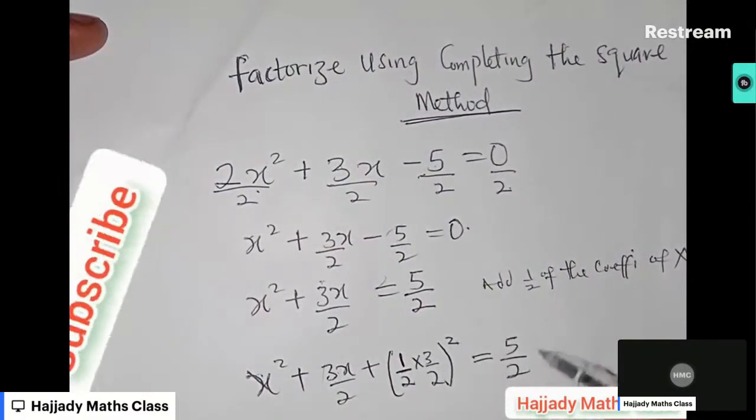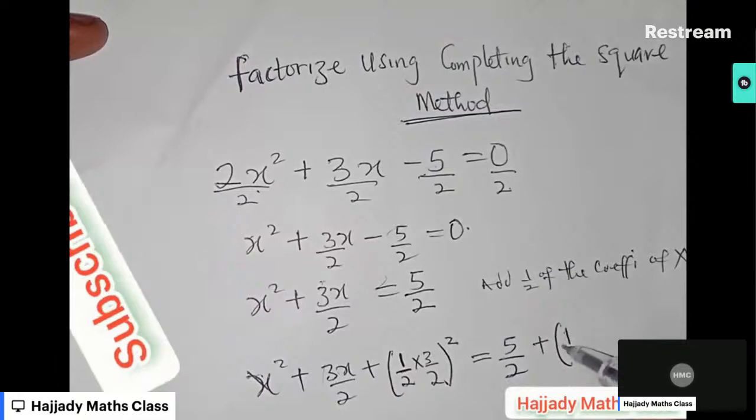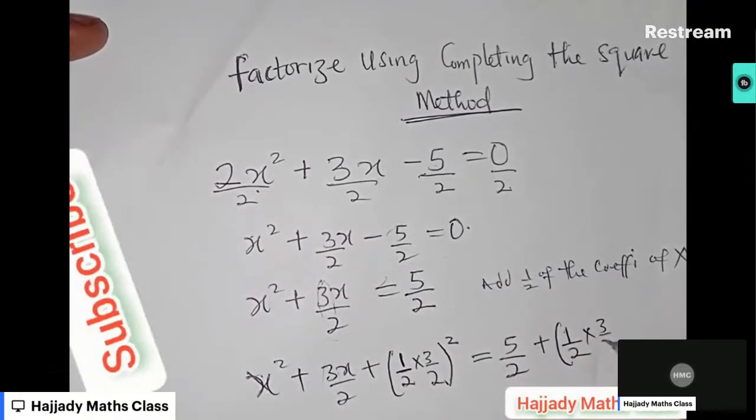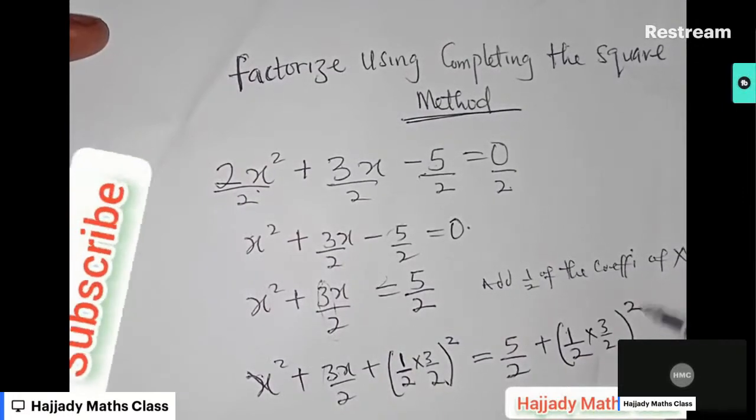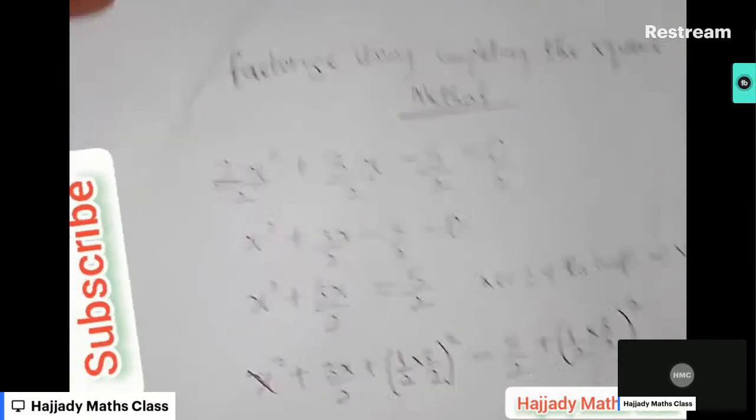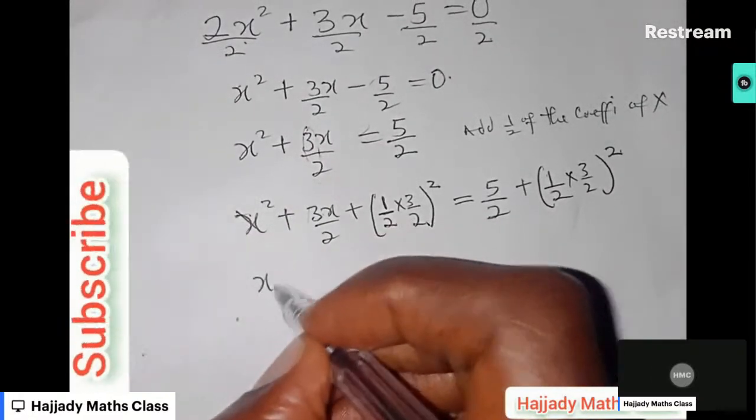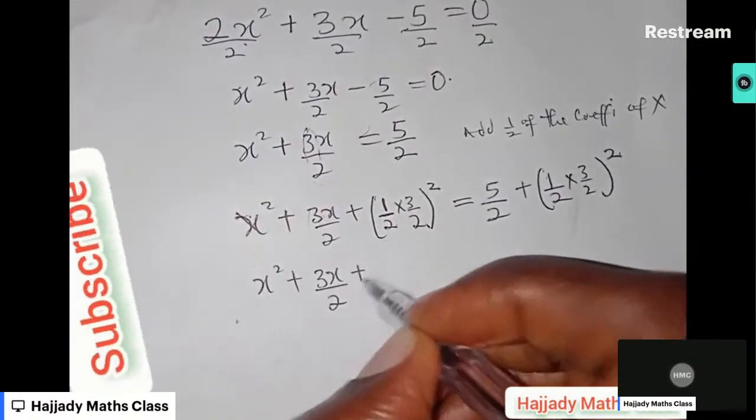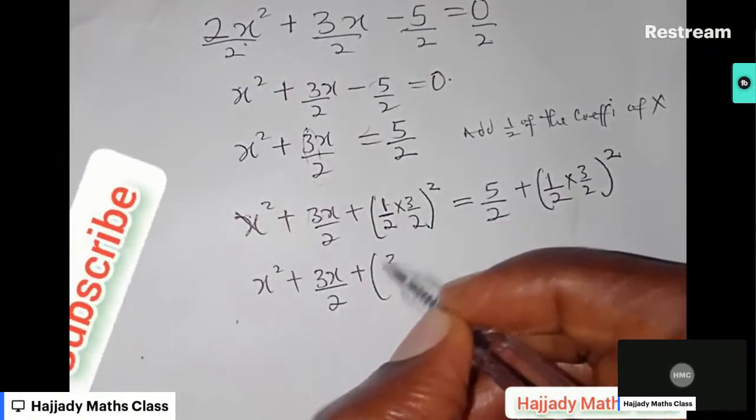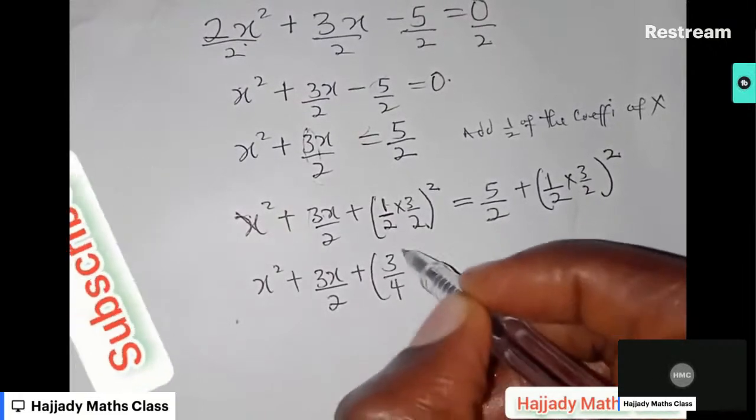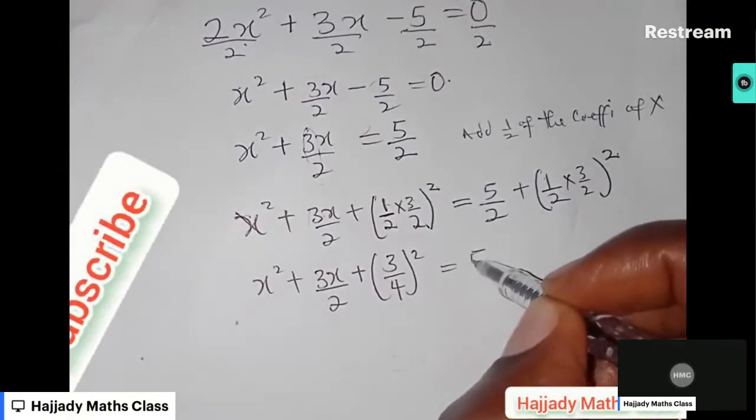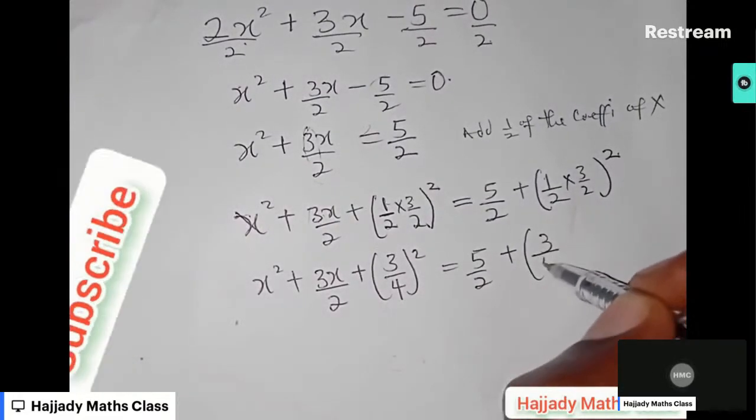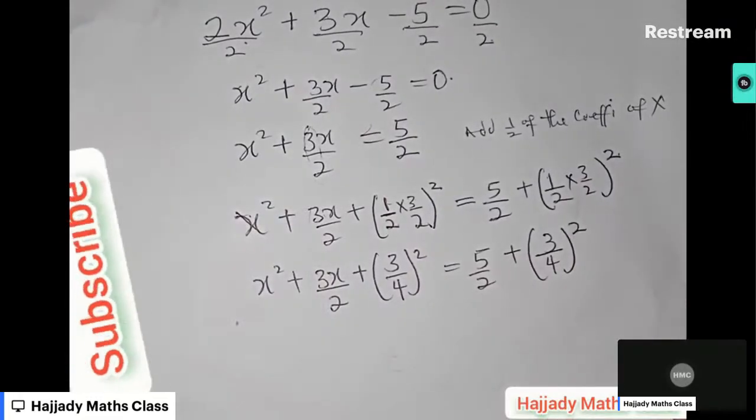We have 5 over 2 before. The half of the coefficient is half times the coefficient of x, which is 3 over 2, and we are going to square this. Now, the next line, we have x squared plus 3x all over 2 plus 1 times 3 gives 3, 2 times 2 gives 4, equals 5 all over 2 plus the same thing replicated here, 3 over 4 all squared.